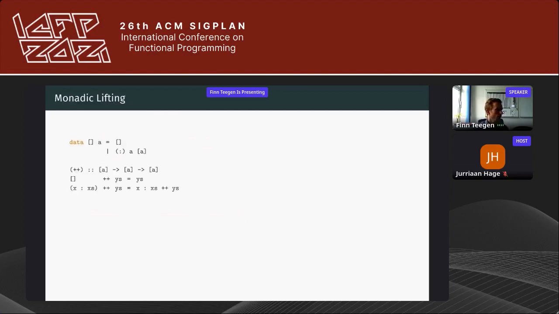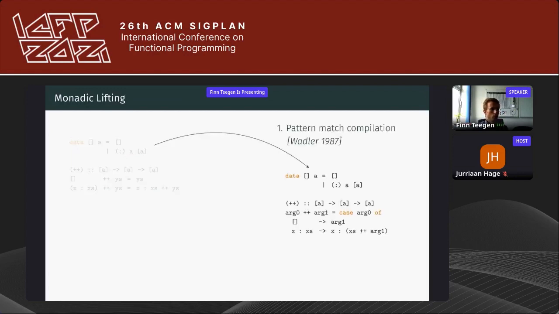And let us consider the following minimal example program where we have defined the list data type and the append function. And the first step in our monadic lifting is to do a pattern match compilation. It's well known, at least I hope. And all that we do here is to make the pattern matching, which we have here in the pattern positions of the function, explicit by moving it to the right side of the function and expressing it as case expressions.